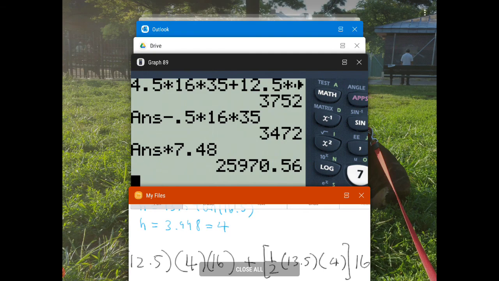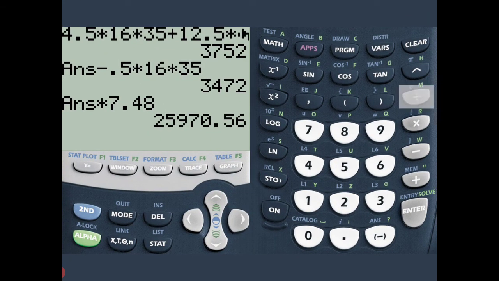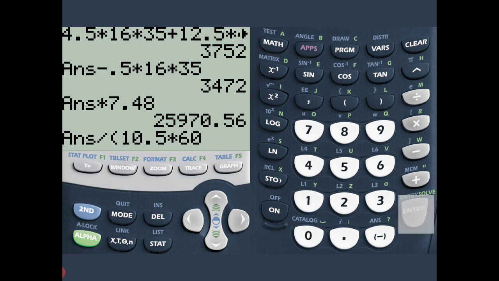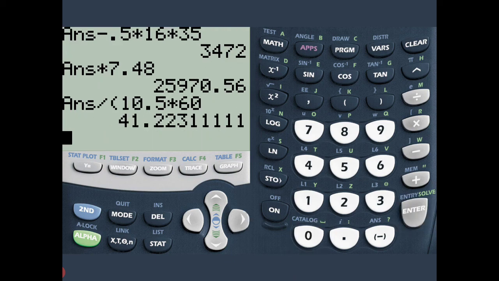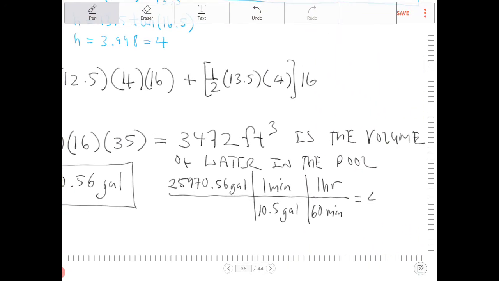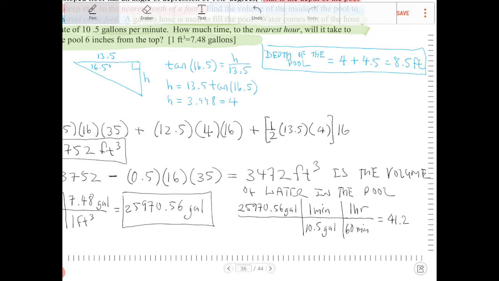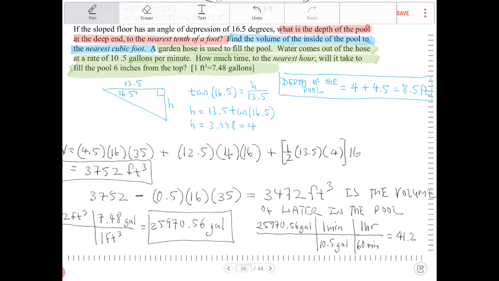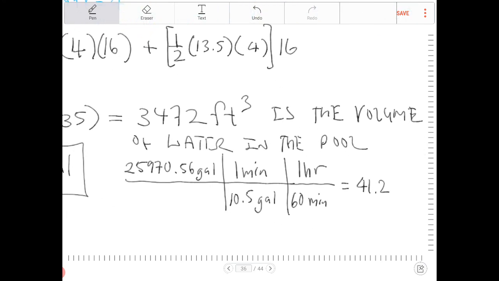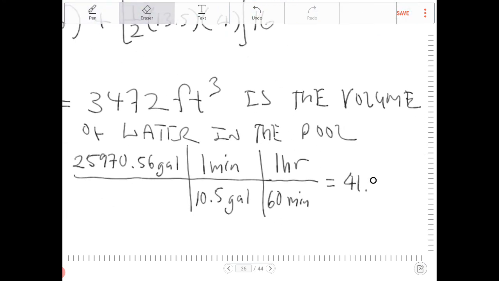So I'm going to go over here. So divide it by 10.5 times 60. And that will be 41 hours. Oh my goodness, that's a long time. Okay, so 41 hours. 41.2 hours. It says right here to the nearest hour. So it's just going to be 41 hours then. Is the final answer there.